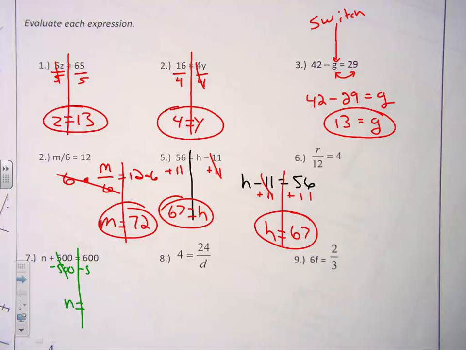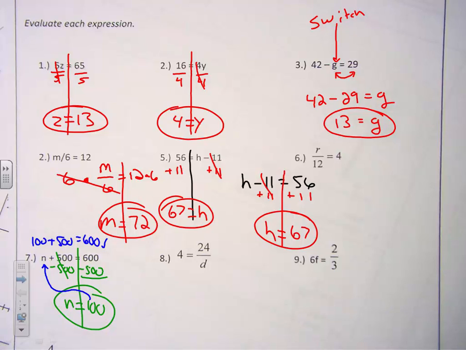Whatever you do to one side, do to the other. 600 minus 500 is 100. Remember, you can always, with any algebra ever, n equals 100, I can always substitute that back in here. 100 plus 500, does that equal 600? Yes, it does. That means I am correct.